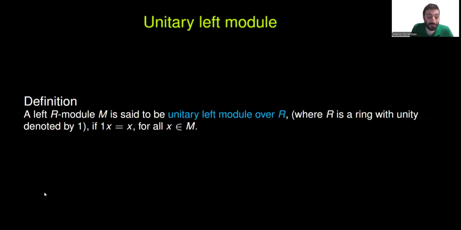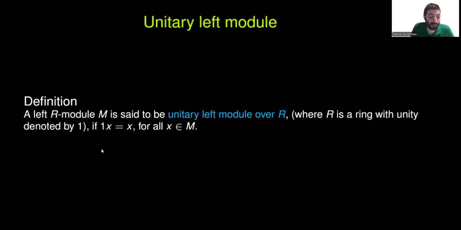So we want to talk about unitary left modules. As you see in that first condition, we mentioned that it doesn't matter whether our ring is a unitary ring or commutative or not, but in this case we consider that our ring has one. So let's define it.